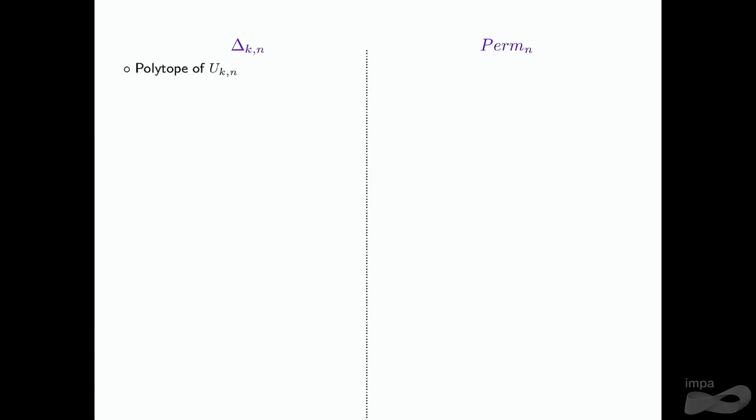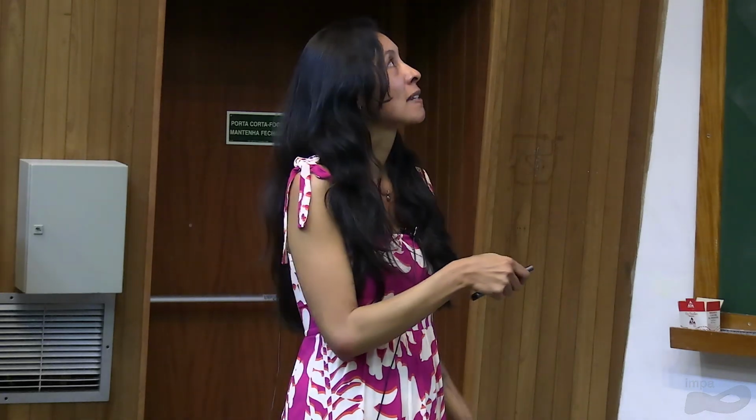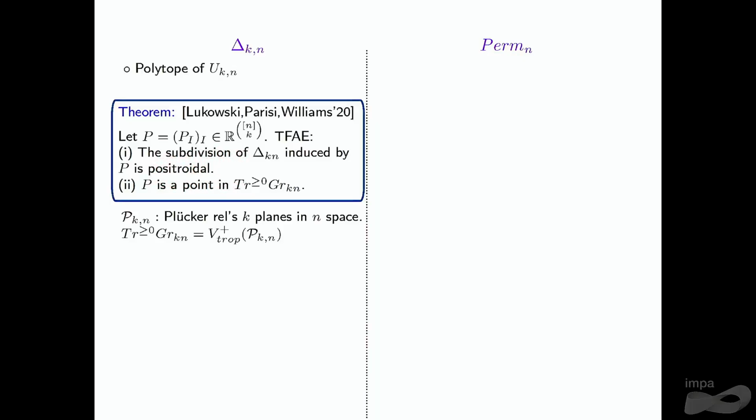So where is a better context for this? Let's go back a little bit and recap on the hypersimplex Kn, the polytope of the uniform matroid Kn. A result of Lukowski, Parisi, and Williams tells you the following: if you take a point in the positive part of the tropical Grassmannian, that point is a tuple. If you think of that tuple as heights on the vertices of your hypersimplex, then you are going to have a subdivision so that each piece in the subdivision is a positroid. And it is an if and only if.